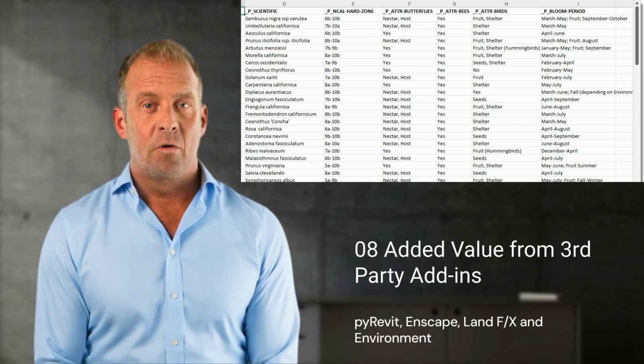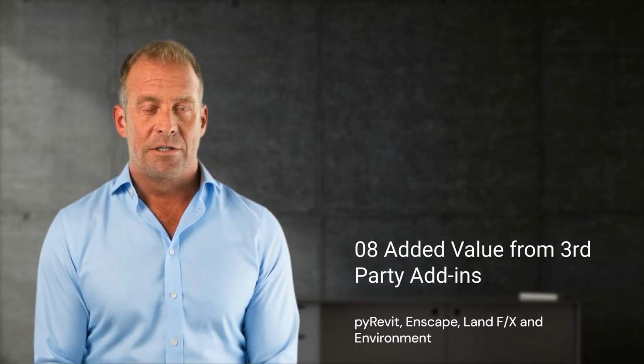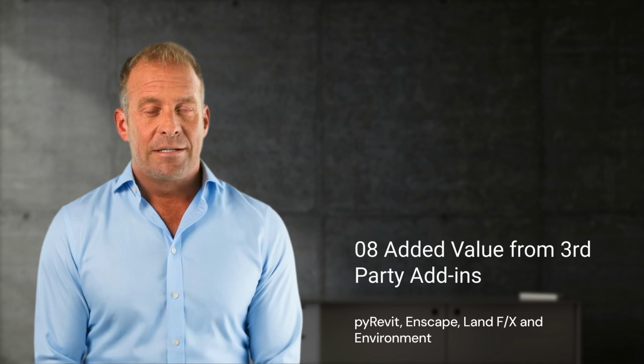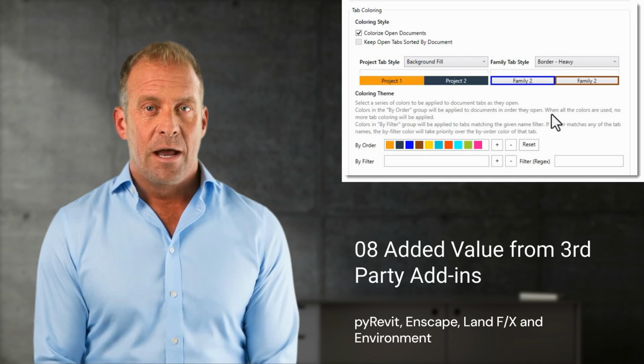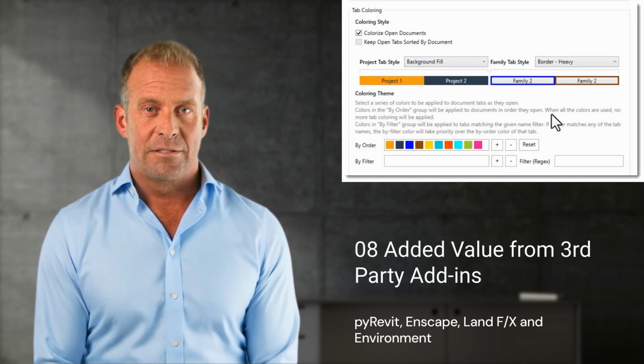Many tasks can be automated and scheduled to happen at preset times, outside of normal working hours, such as project health checks or plotting sheet lists. In creating this course, the following add-ons were used, and a few examples of how they helped are shown in movies. 1. PyRevit is open source, and it was used to color code tabs for projects and families.